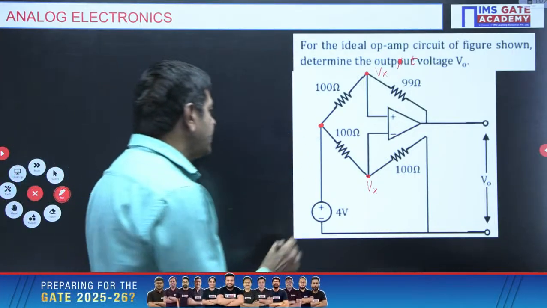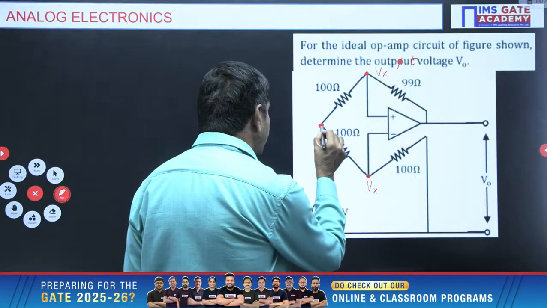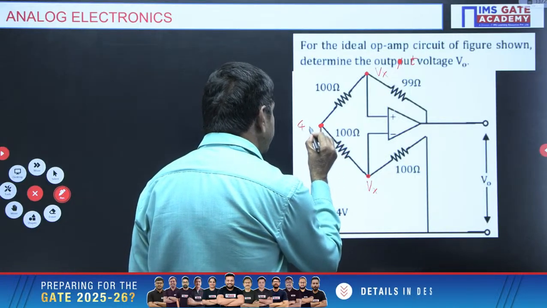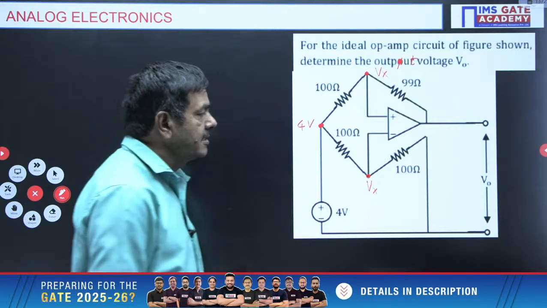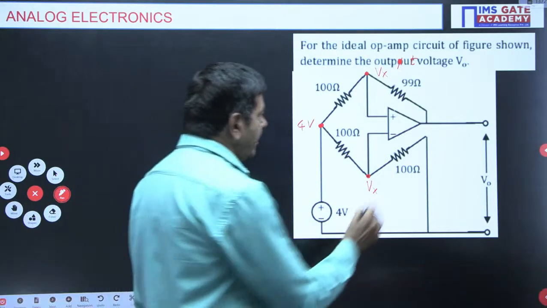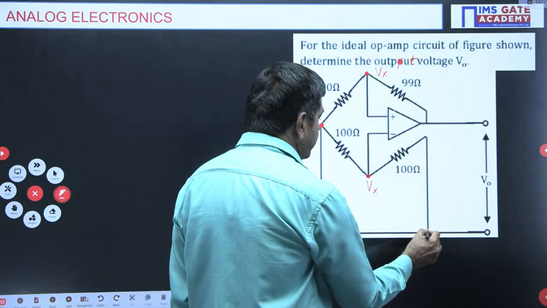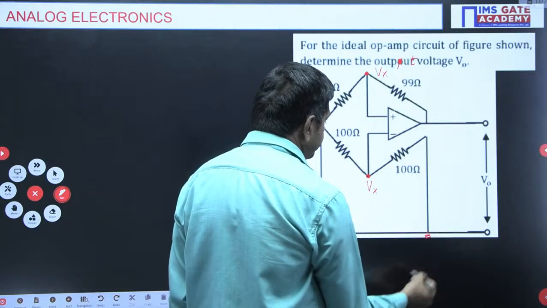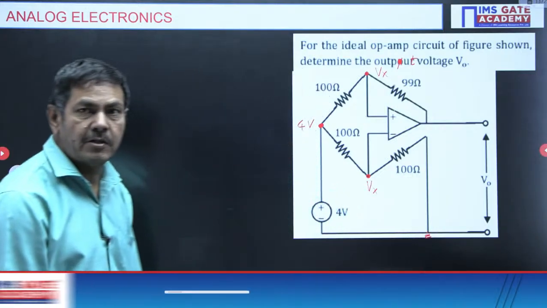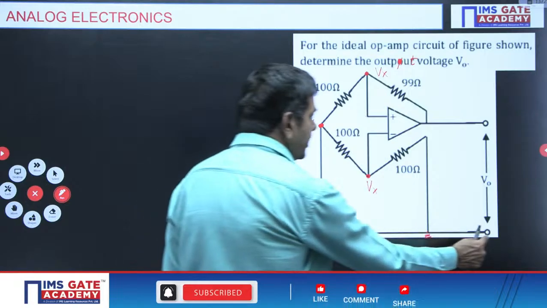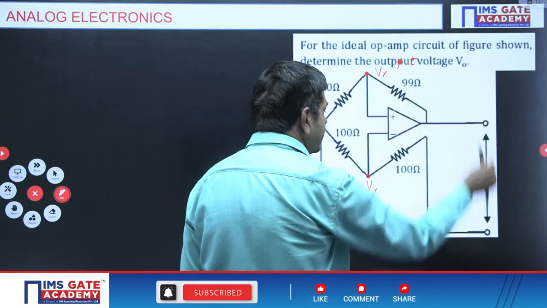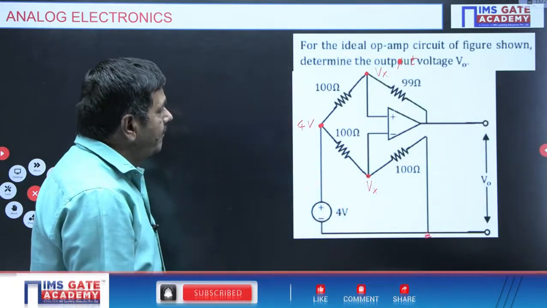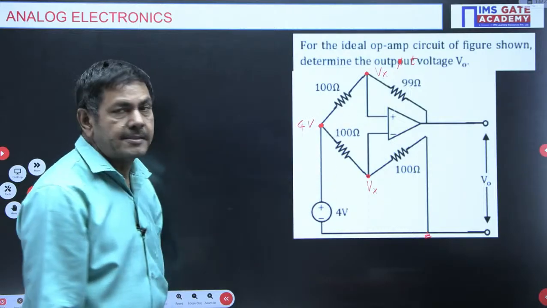This node voltage is the same 4 volts. And this point is connected here, which means it is connected to the ground, 0 voltage. This is 0 voltage. This is V naught. Understand now? Without Vx, I can't get V naught.